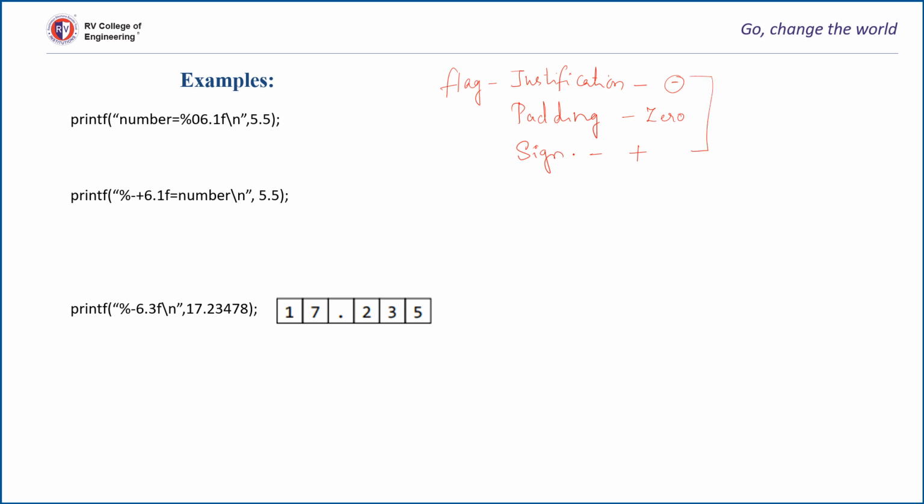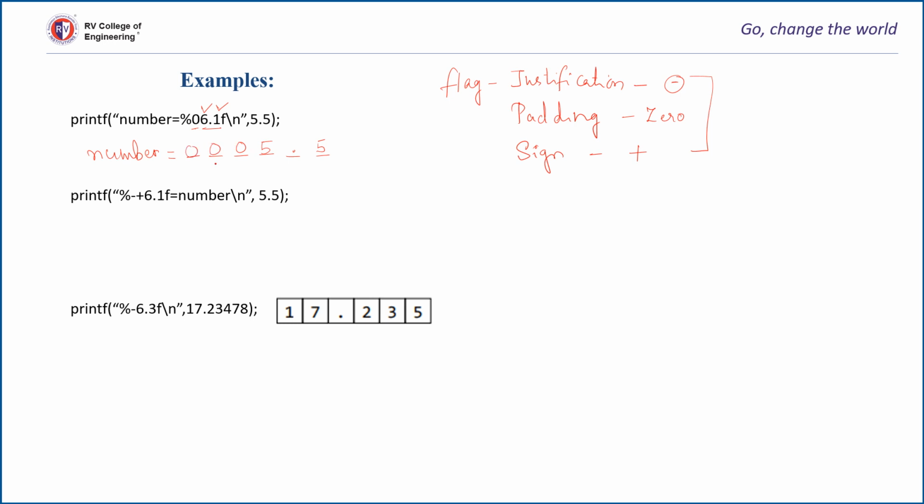The order might differ. For example, you might specify sign first, then padding, and then justification, or justification, sign and padding. The specifiers could be specified in any order. For example, I have 0, 6.1 f. As it indicates, 6 is the minimum width, 0.1 is the precision. Here 0 means we are making use of padding. So how will the output look? You will have number is equal to, you will have 1, 2, 3, 4, 5, 6 places. The output will be 5.5. Since 0 is there, it should be filled with 0.